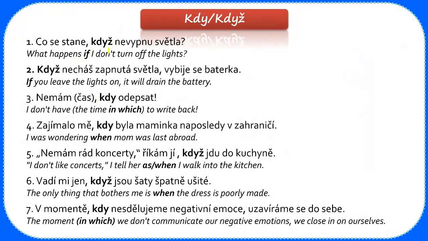Now let's see more sentences and I will explain why we used kdy and why we use když. Co se stane, když nevypnu světla? For example, light of a car when you turn off the engine and you keep the lights on. You're talking about what happens if. So there is a condition. That's why we would use když. We could also translate this as what happens when.